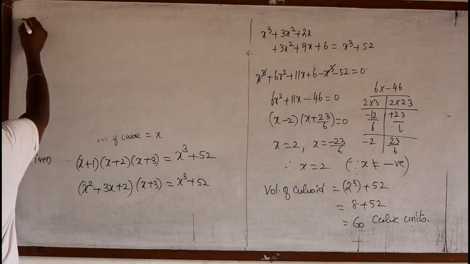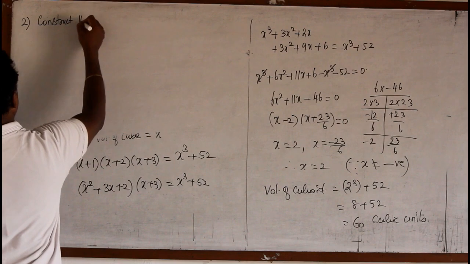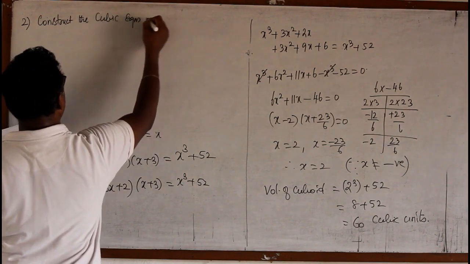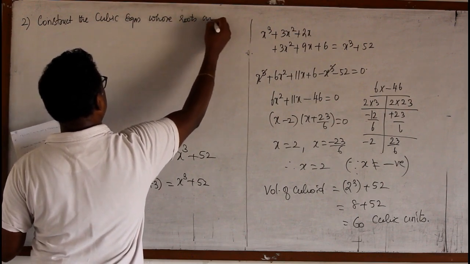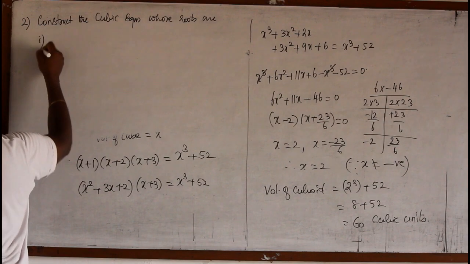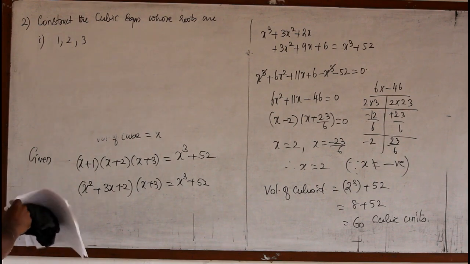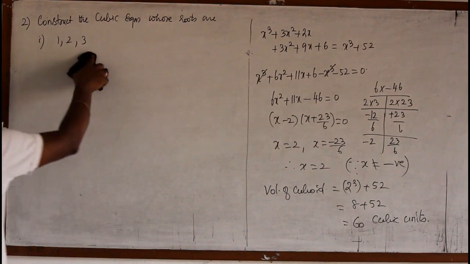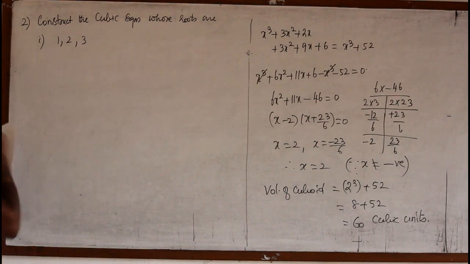Construct the cubic equations whose roots are: first one, 1, 2, 3. There are 3 subdivisions. We shall do all the 3. Remember, I have to find out the sum of the 3 roots, the sum of the product of 2 elements, then the product of 3 elements.